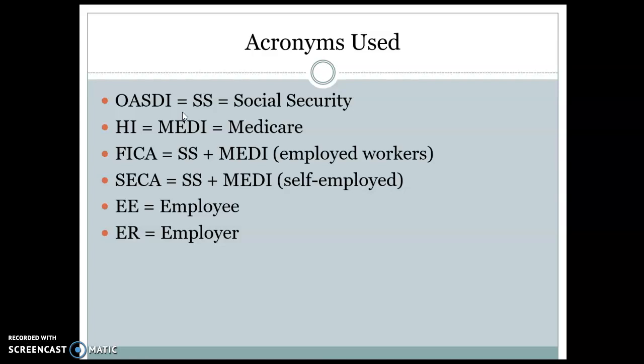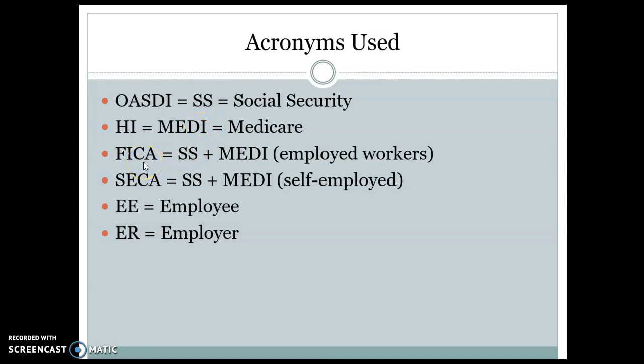OASDI stands for Old Age Security and Disability Insurance, and that is the formal name of Social Security. So OASDI or SS for Social Security may be used either way. HI is hospitalization insurance, also known as Medicare. So either one of these might be used.